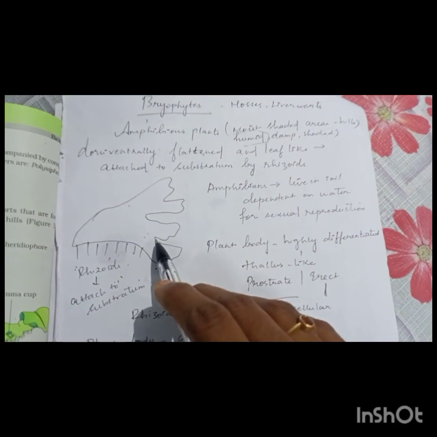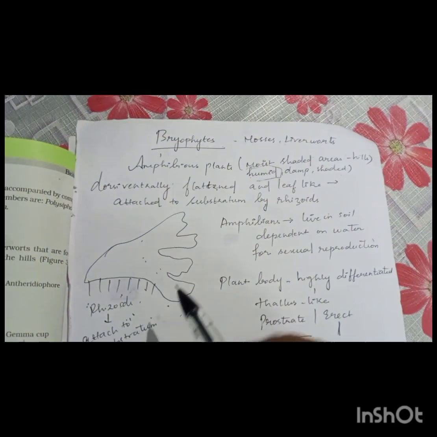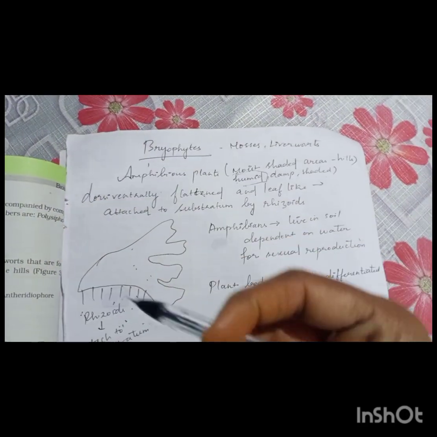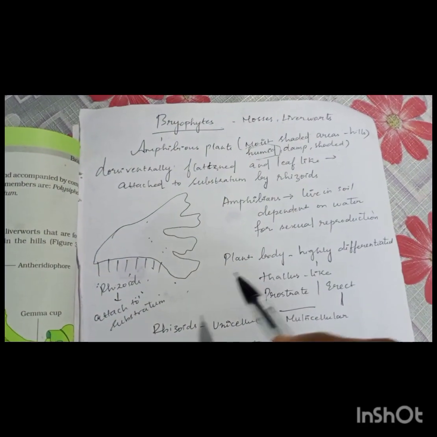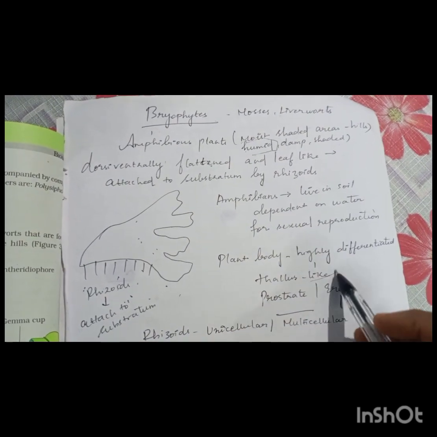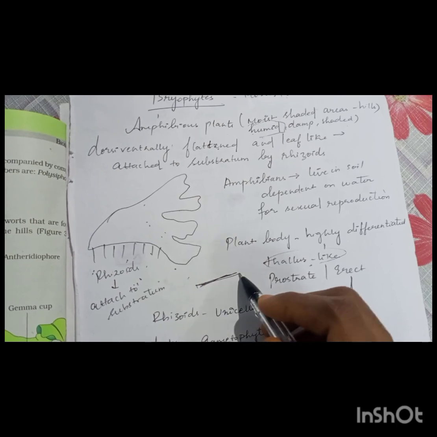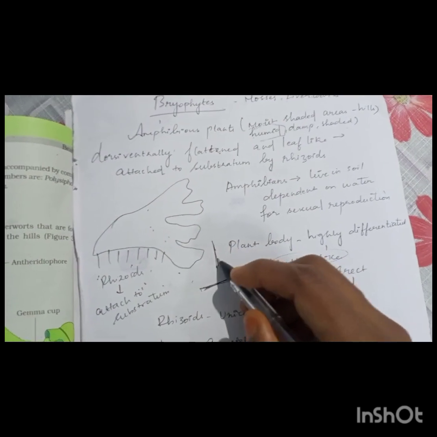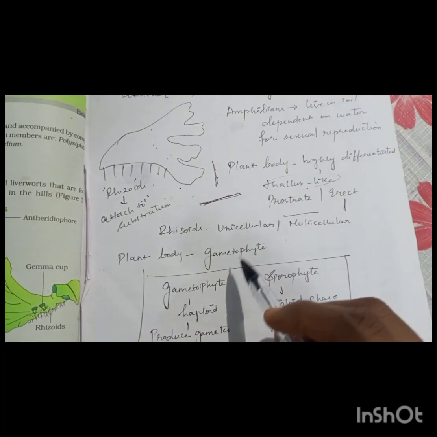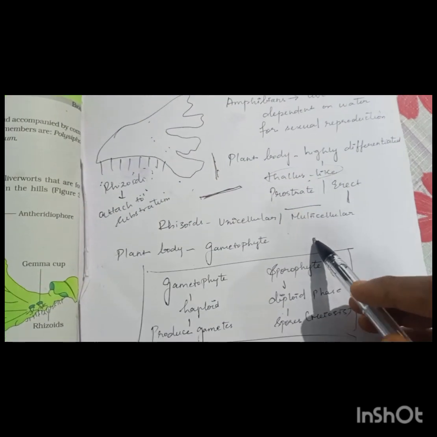So the plant body is a thalloid. Here also it's a thalloid because it is not differentiated into a true leaf, root, or stem, just like higher plants. Here also the plant body is thallus-like. It may either be prostrate, meaning it may grow horizontal, or erect, meaning it may grow vertical.